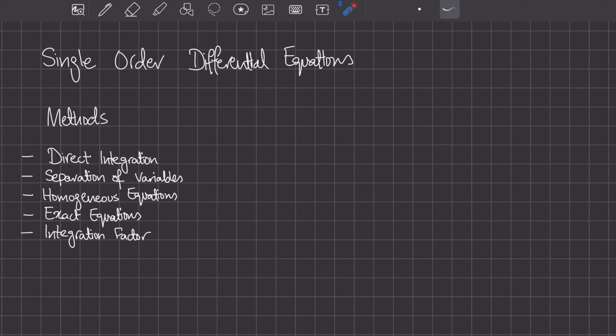Hello students! Today we begin our transition towards a new chapter, Single Order Differential Equations. And don't worry, we will keep the integration practice series alive with regular uploads. To kick this off, let's start by learning about the methods used for solving single order differential equations.